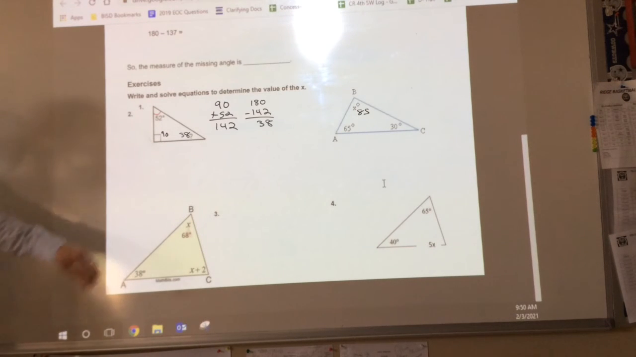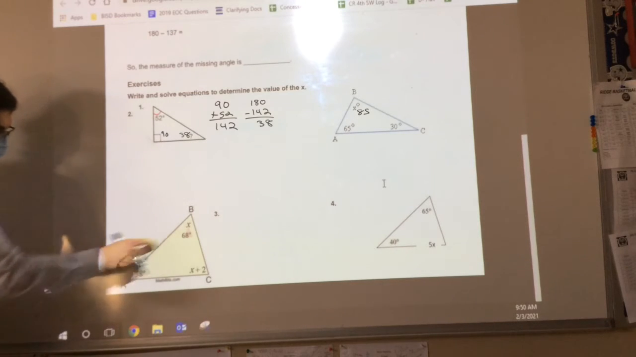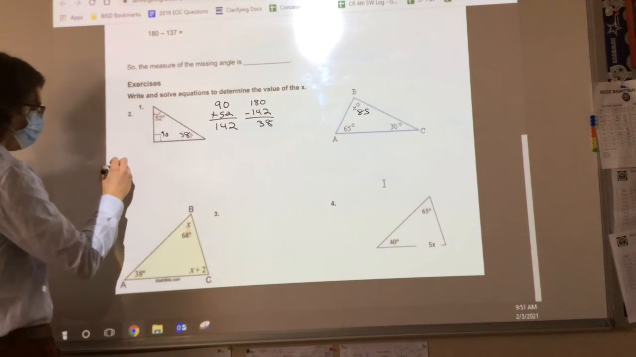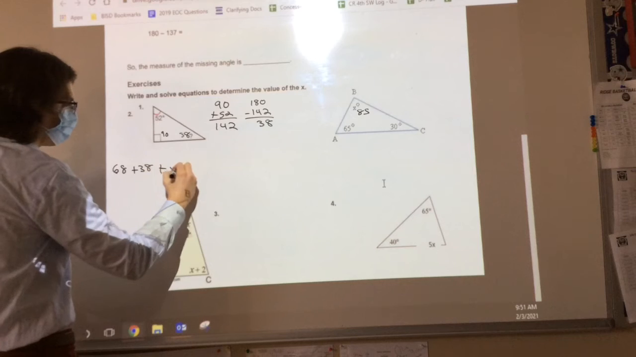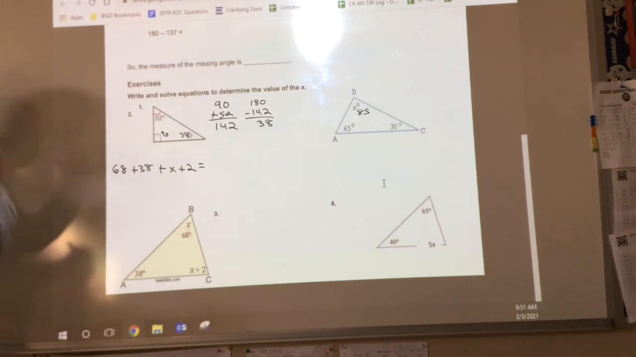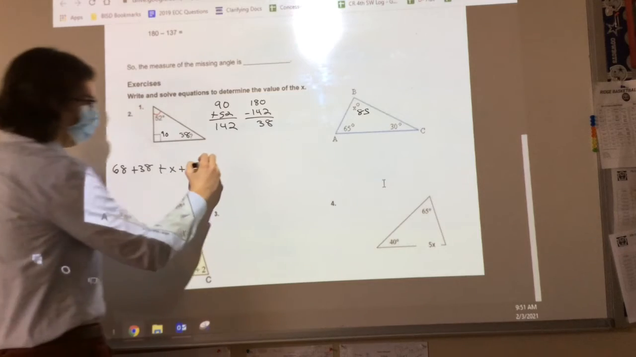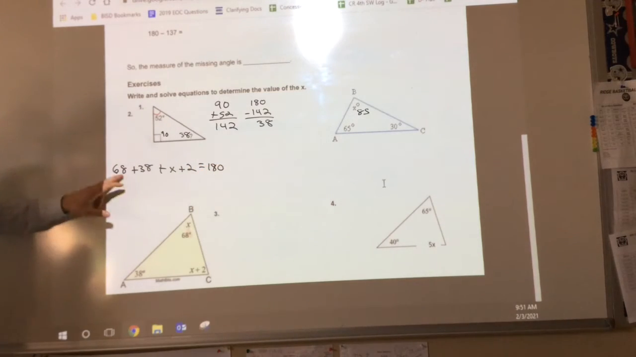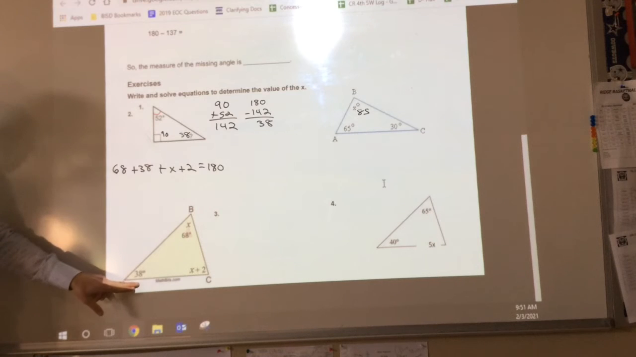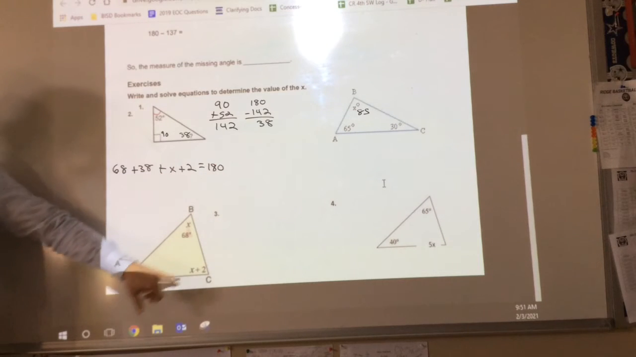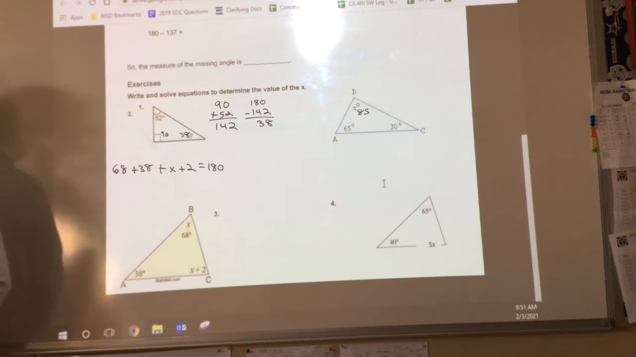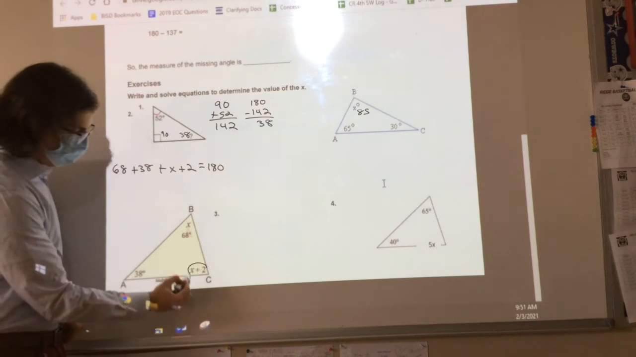All right, now let's talk about these last two down here. These next two are a little bit more complex. Nothing crazy, just a little bit more. We now have 3 missing pieces. So we now have 68 plus 38 plus x plus 2. And what does all of that have to equal? 180. Meaning if I add up all 3 of these angles, it's going to equal 180. Is that fair? Okay, but I don't know what this bottom angle is yet. That's what I'm trying to figure out.